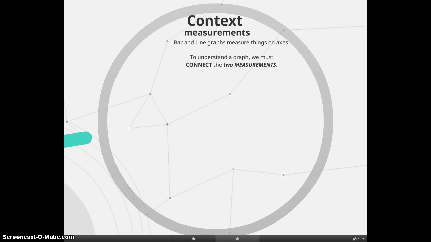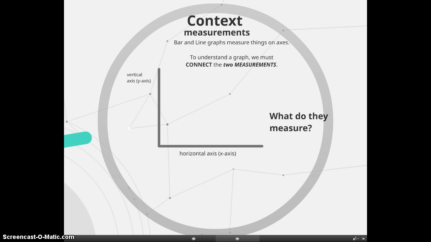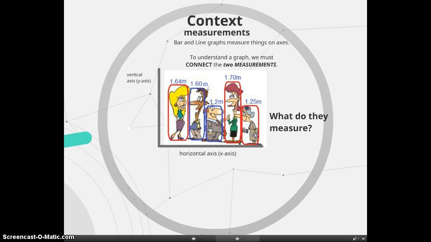So let me point out that bar and line graphs measure things on axes. The two axes that we need to connect are the y-axis or vertical axis. Finally, the horizontal or x-axis. So in context, when we're looking at the people from the workplace here, what does this measure? Well, the y-axis or vertical axis is clearly measuring how tall the people are, otherwise known as height. And the x-axis clearly shows us each person or worker in the office. And here we have 5 people.